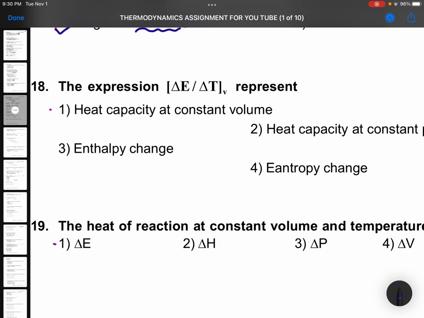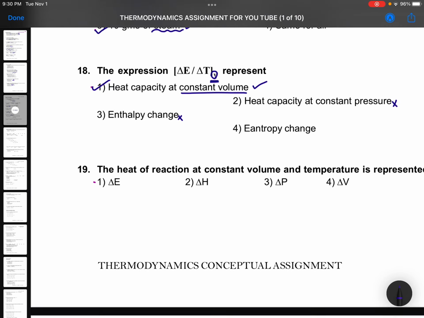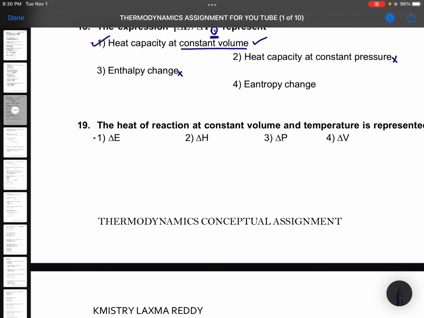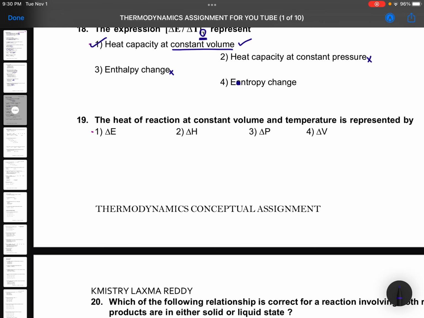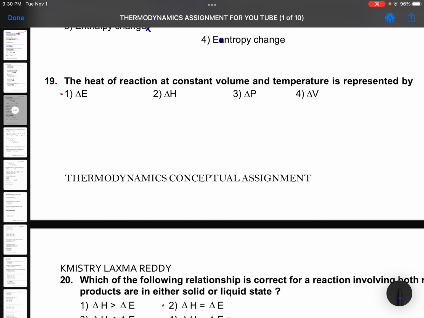In the expression of delta E by delta T, you can see V is there. This V means it is at constant volume. So this is not constant pressure; this is not correct. It is not enthalpy change, it is heat capacity at constant volume. Sorry for some spelling mistakes. Entropy, we haven't gone to entropy till now. We'll discuss entropy also. Entropy is disorder, and we'll discuss that.